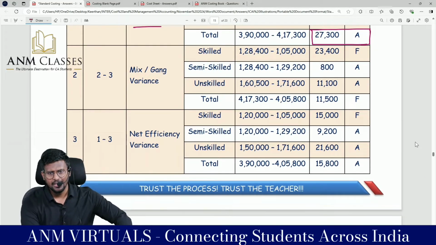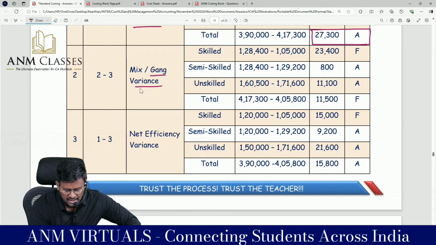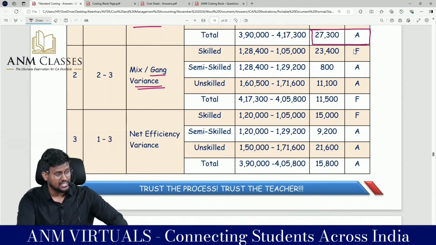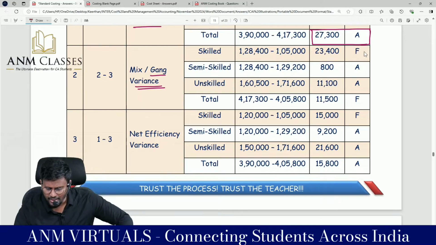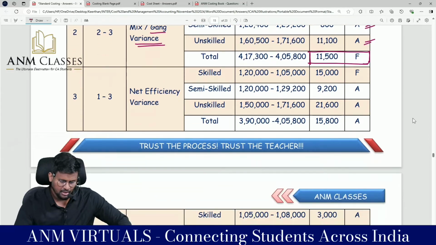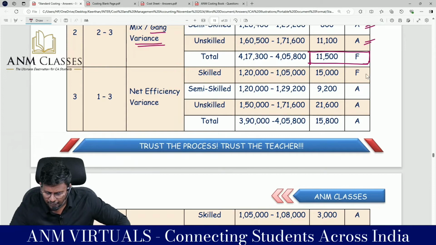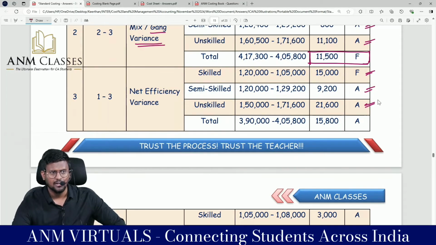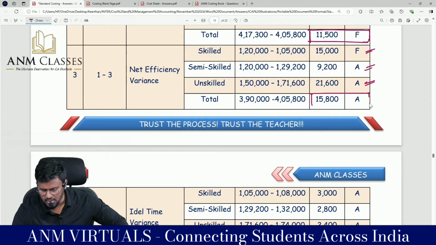2 minus 3 is labor mix variance, and mix variance is otherwise called gang variance. Skilled 23,400 favorable, semi-skilled 800 adverse, unskilled 11,100 adverse, put together 11,500 favorable. Comfortable? Then 1 minus 3 is net efficiency variance. Skilled 15,000 favorable, which is nothing but 1 minus 3, then 9,200 and 21,600, and the total is 15,800 adverse, which is the net efficiency.